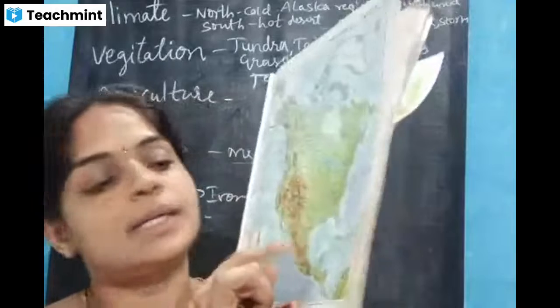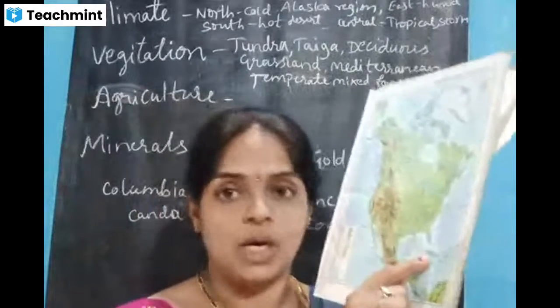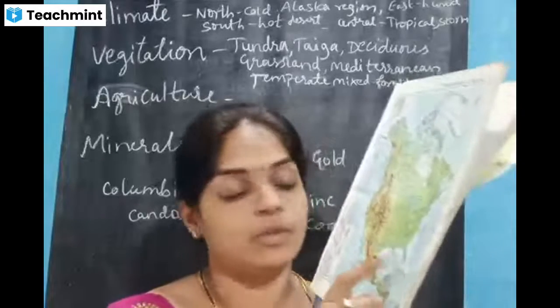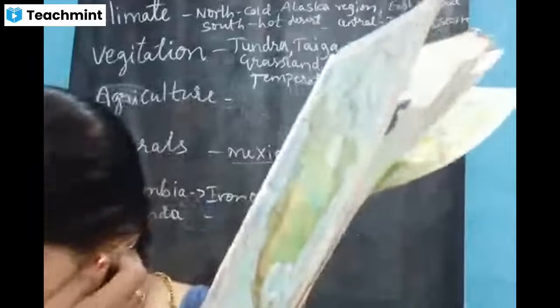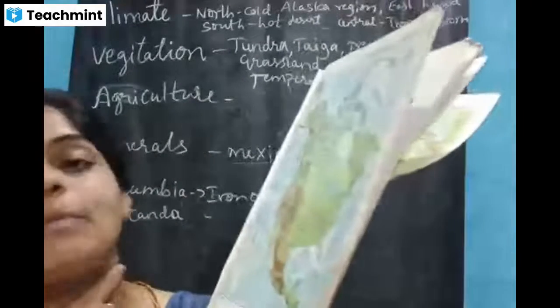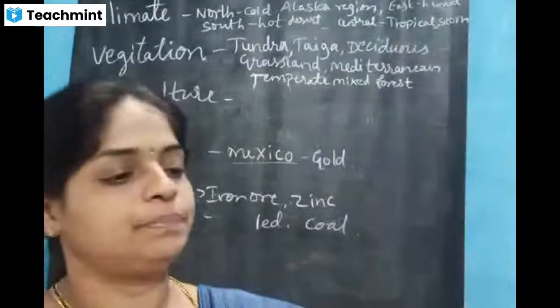Then Cuba is the highest producer of sugar. So here, Cuba is called the sugar bowl of the world. Then another thing is the wine country in North America, especially California. Here it will come, look at California.